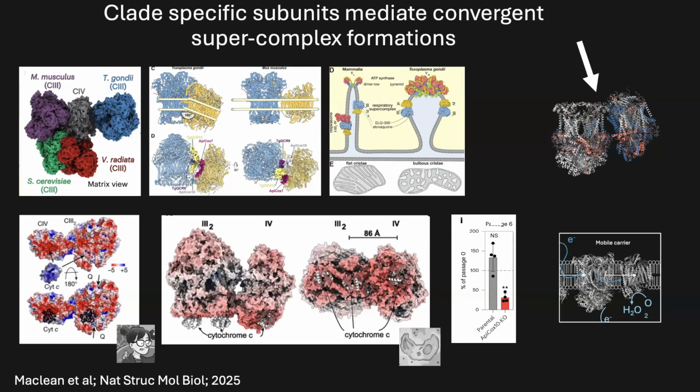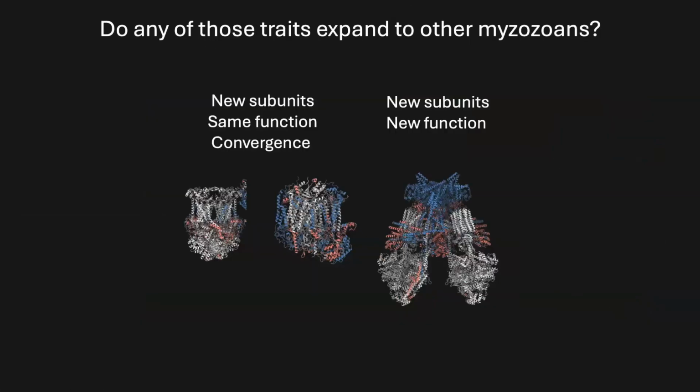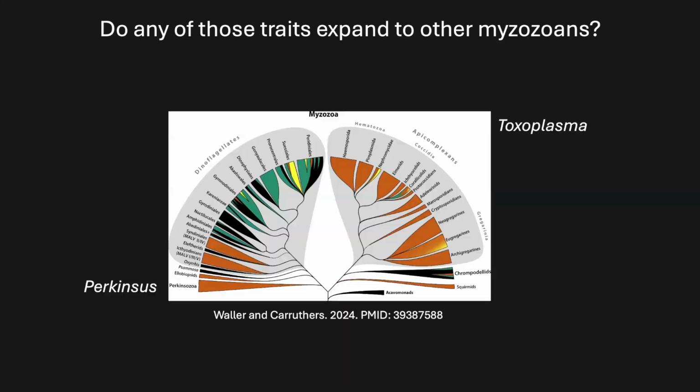Okay, so these are things that we published before for Toxoplasma, and we saw two cases now: new subunits that mediate new function, or new subunits that mediate the same function that's already been suggested before, but in a convergent way. And we wanted to know if this is true just for the apicomplexan, or is it potentially broader than that? And so we wanted to look at another myzozoan.